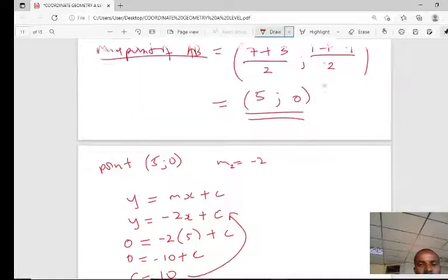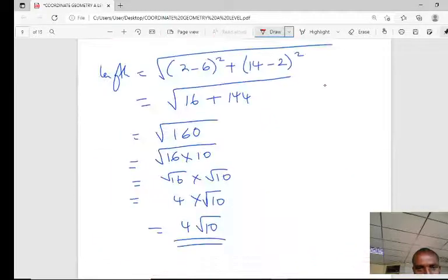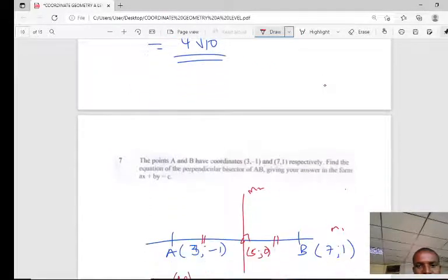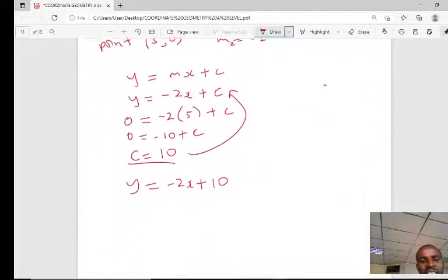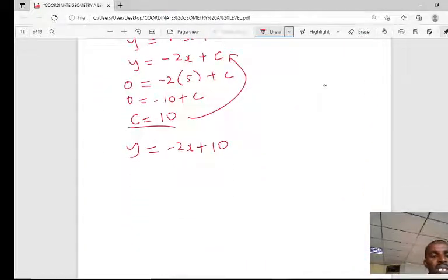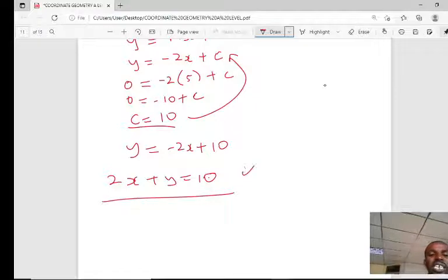But there is a format here. They say giving the answer in this form, which means it must start with an x, then y, and the constant c must be on the right side. So it must be 2x plus y is equal to 10. So they want your equation in this form. Done.